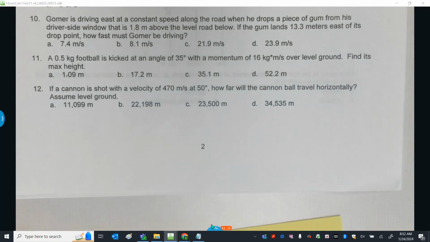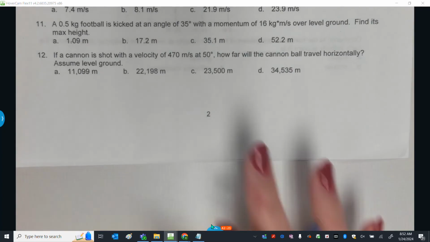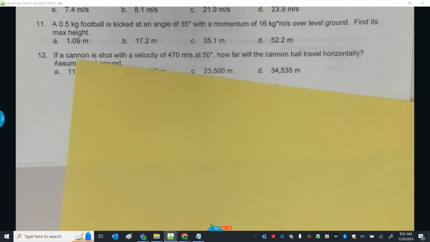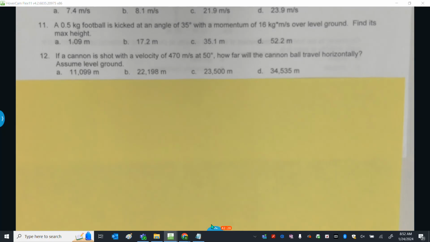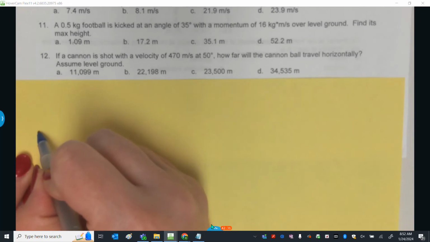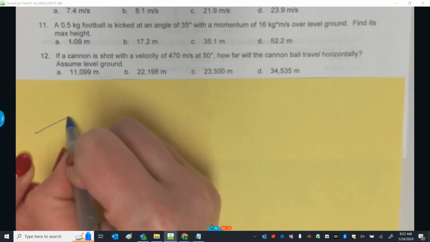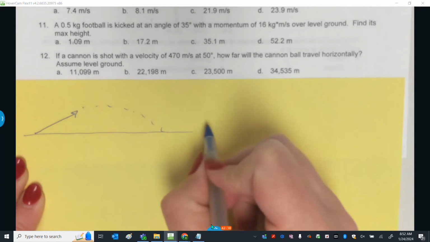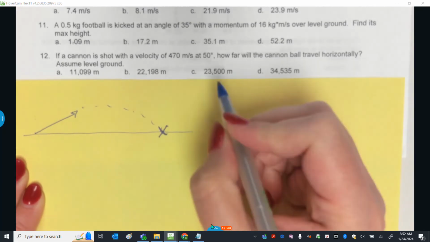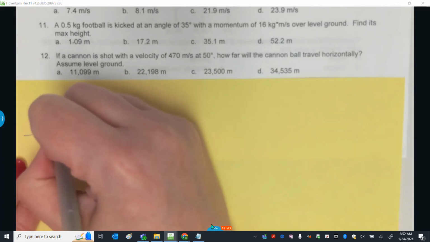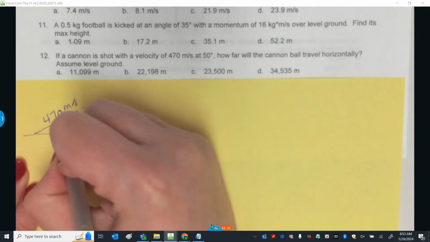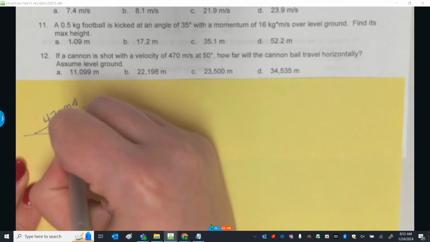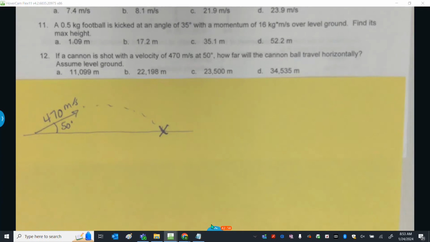All right, number 12. Number 12 says, a cannon is shot with a velocity of 470 meters per second at 50 degrees. How far will the cannonball travel horizontally? Again, I'm going to draw a picture to get us started. There's my velocity. There's my trajectory. We're trying to figure out where it's going to land, how far away it will be. This is 470 meters per second, and they gave us an angle of 50 degrees.